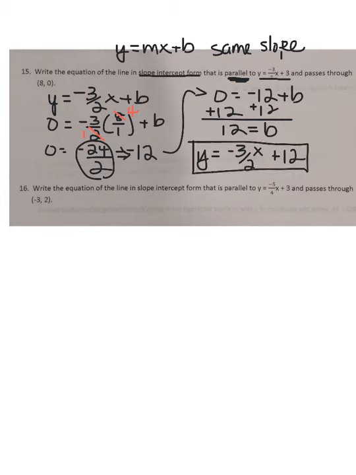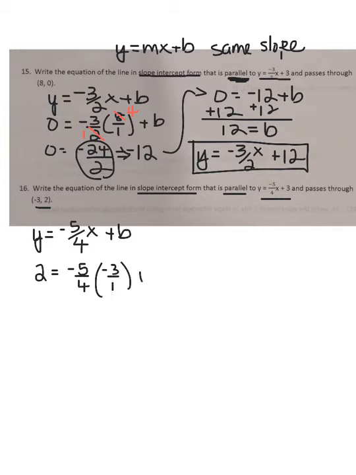All right, number 16. Write the equation of the line, also, again, just like number 15, in slope-intercept form, a line that's parallel. We have an equation, and we have a point that it passes through. So I know that my beginning equation is going to start off with y equals negative 5 over 4 times x plus b. Now let's plug in that negative 3 too. So that's going to be 2 equals negative 5 over 4 times negative 3 over 1 plus b.